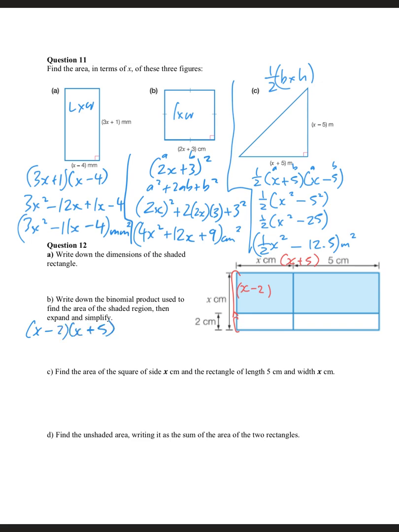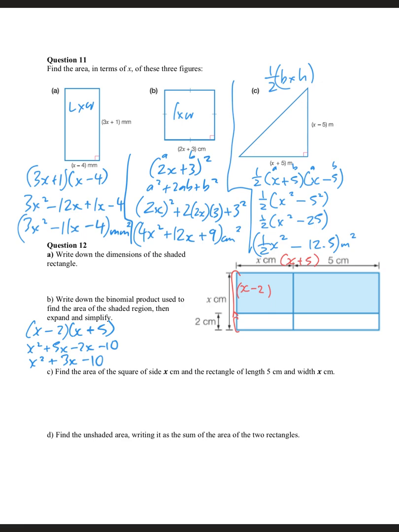I can FOIL that. So first, x squared, outers plus 5x, inners negative 2x, plus lasts negative 10. So expanded is going to be x squared plus 5x take 2x plus 3x take 10. That's B done.